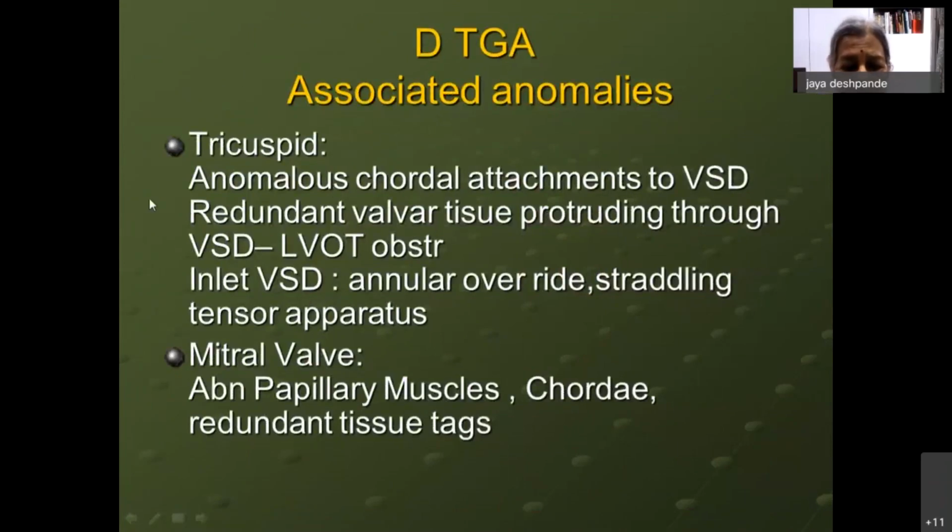Other associated anomalies: you can have tricuspid valve anomalies with anomalous caudal attachment to the VSD, redundant valvular tissue protruding through the VSD into the LVOT causing obstruction. You saw some pictures of that. An inlet type of VSD with the tricuspid annulus overriding it or straddling it, with straddling of the tensor apparatus. Abnormalities of the mitral valve have also been noted, where you may get abnormal papillary muscles, chordae, or redundant tissue tags.